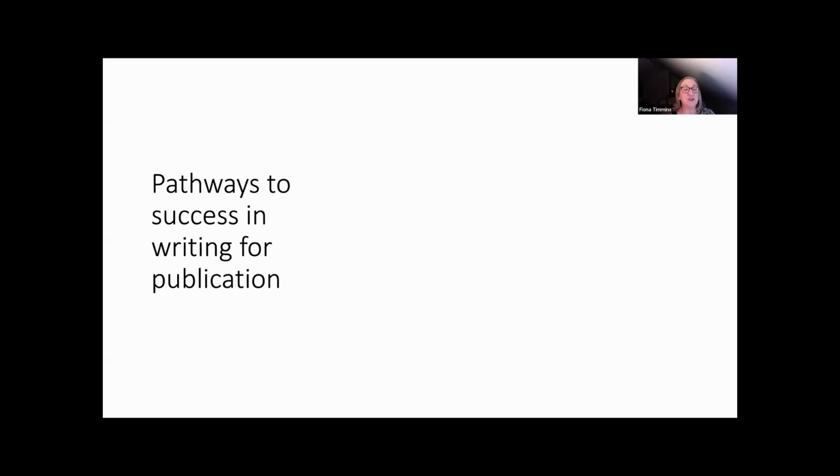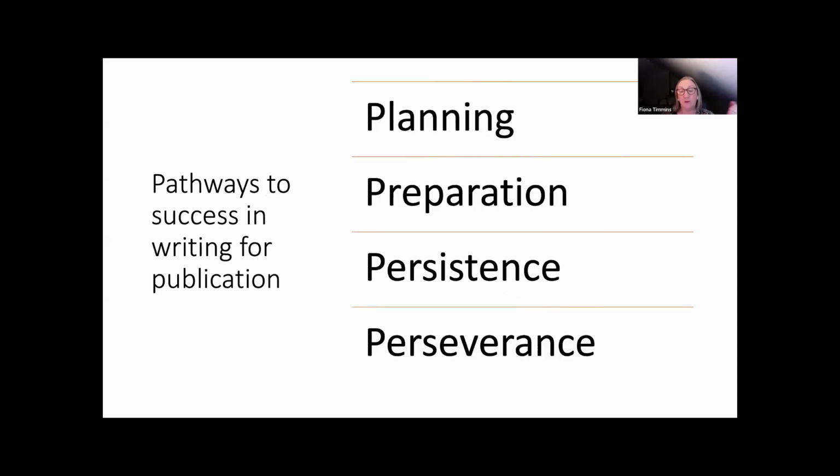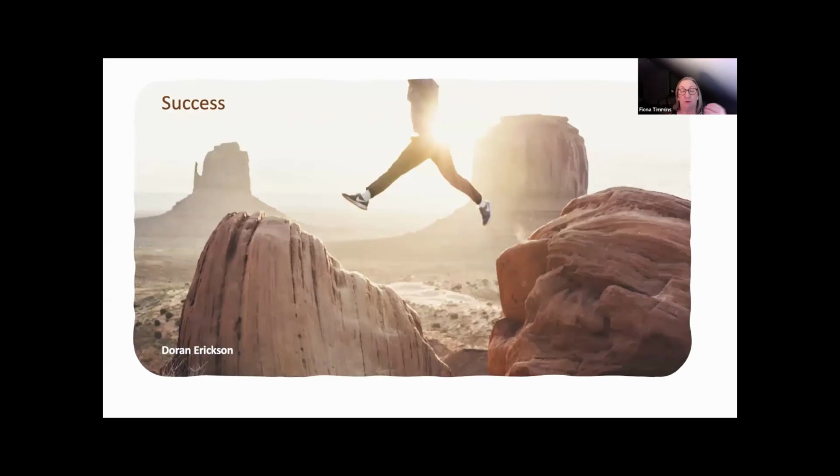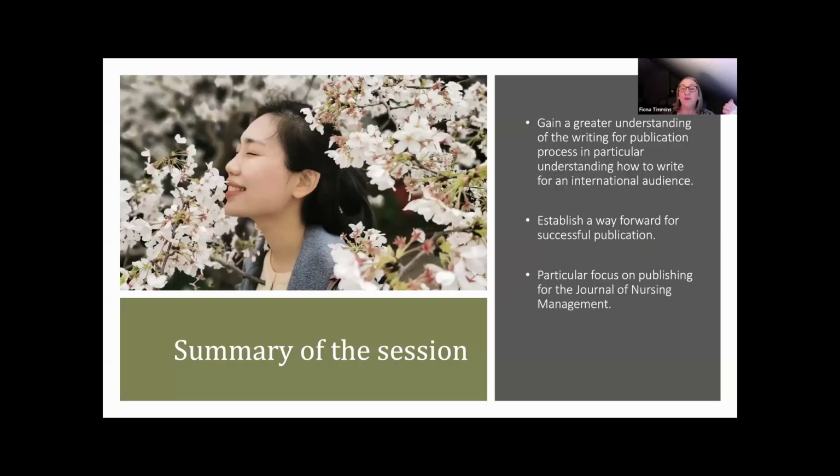So pathways to success in writing for publication are planning, preparation, persistence, and perseverance. And I think overall, writing for any audience, but writing for a global audience, requires all of those things, and then you'll be successful. So I hope that today you will have gained a greater understanding of the writing for publication process, in particular how to write for an international audience, and that this will help you to establish a way forward for successful publication, with a particular focus on the Journal of Nursing Management.